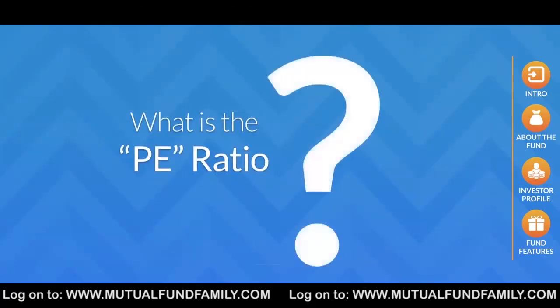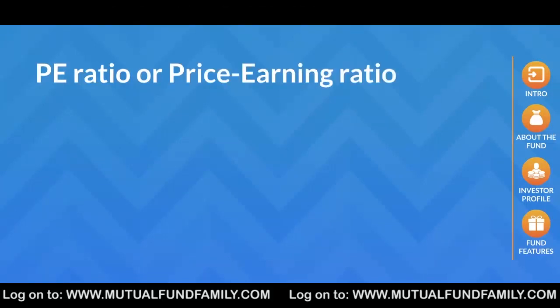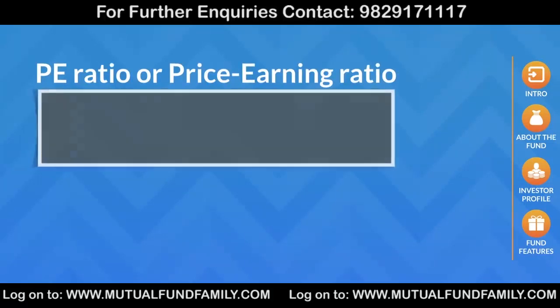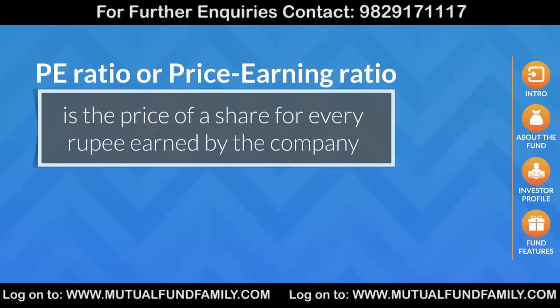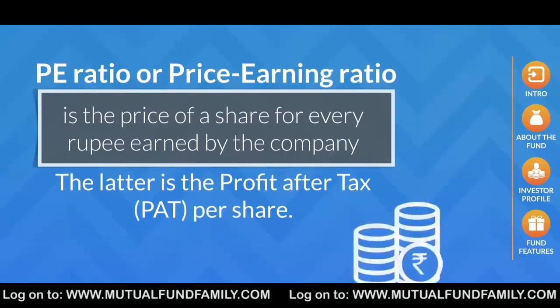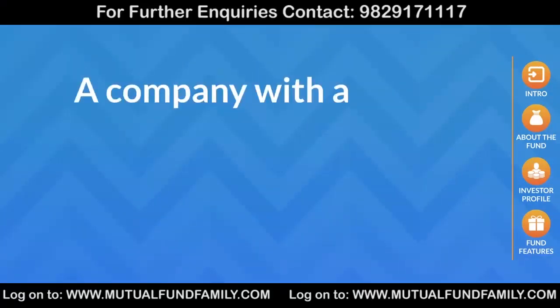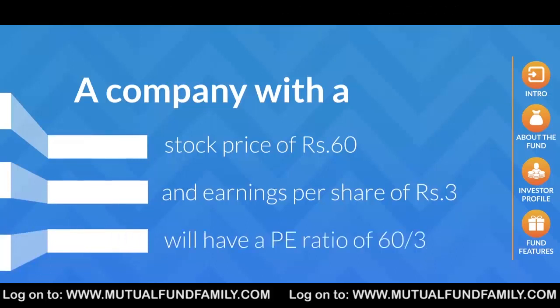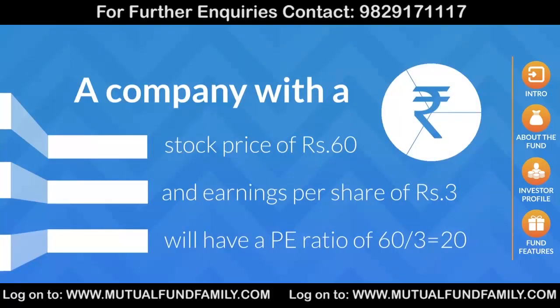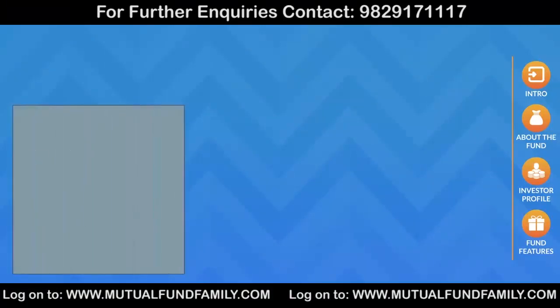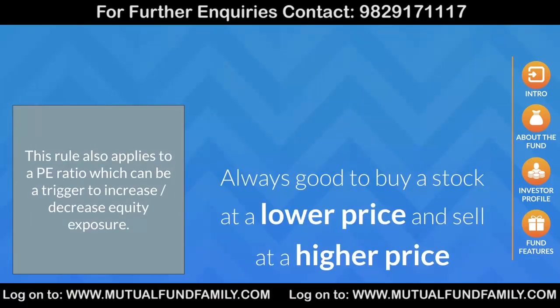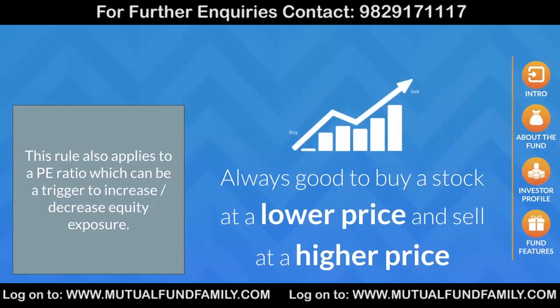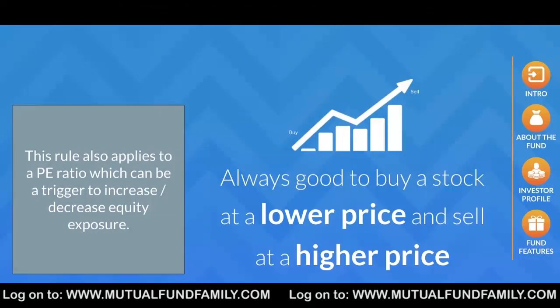What is the P/E ratio? P/E stands for price earning. This price earning ratio is the price of a share for every rupee earned by the company. The latter is the profit after tax, PAT, per share. For example, a company with a stock price of 60 rupees and earnings per share of 3 rupees will have a P/E ratio of 60 divided by 3, which equals 20. Just as it's always good to buy a stock at a lower price and sell at a higher price, this rule also applies to a P/E ratio, which is used as a trigger to increase or decrease equity exposure.